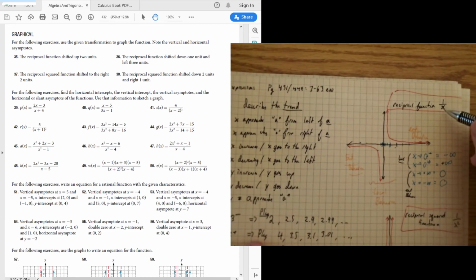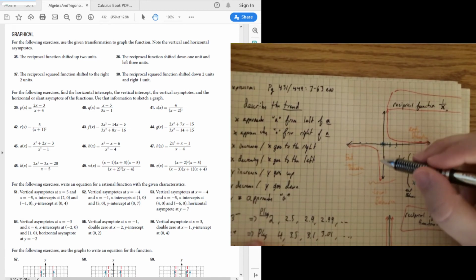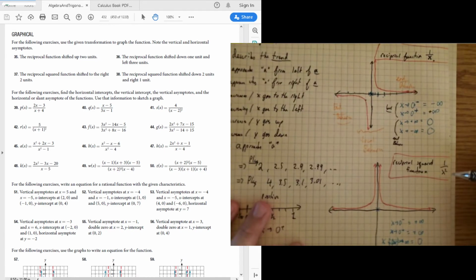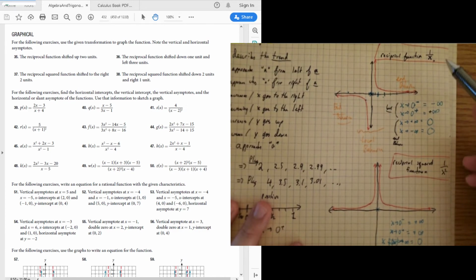Look here, I have one answer, 0. How many times did it appear? Once. Notice my behavior. One side of 0 goes up, one side of 0 goes down. Here I have 0, but it appears twice. Notice both sides go up. If an answer appears twice, it's going to have same behavior. If it appears once, it's going to have opposite behavior.